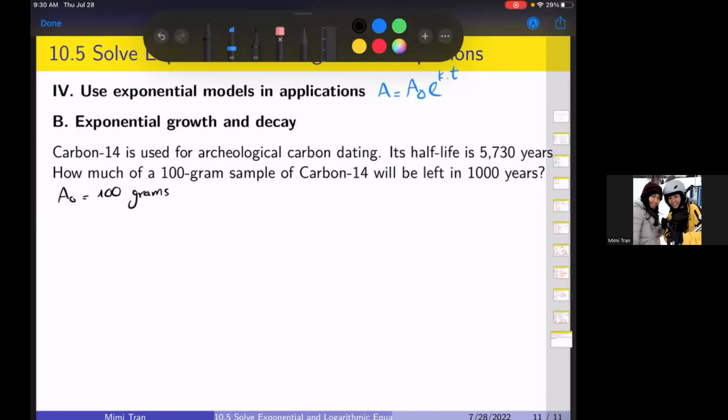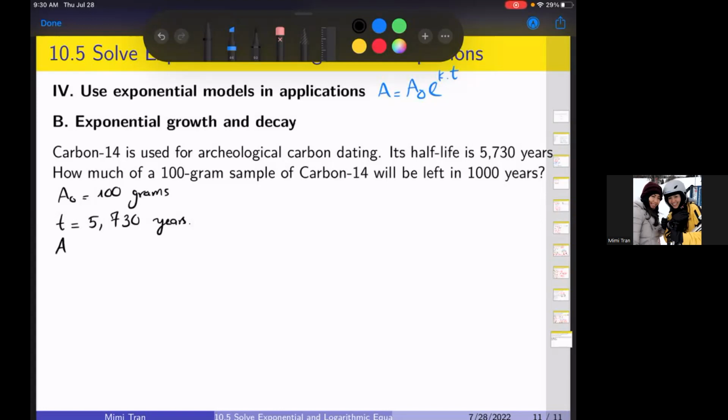The T of half-life first. So its half-life is 5,730 years. What does that mean? So every 5,730 years, the initial amount is reduced to half. And after another 5,730 years, it's reduced to another half. So roughly every 5,700 years, it's reduced to half of what it had.